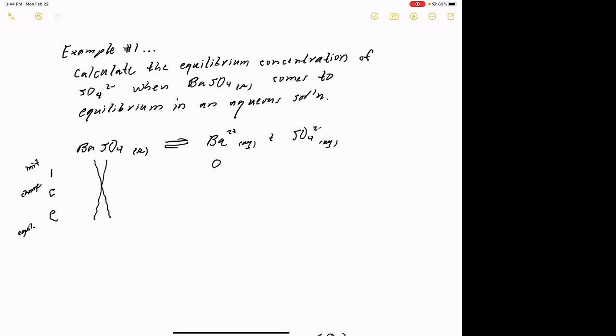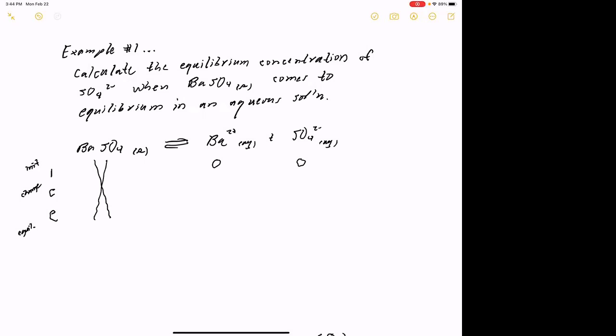No, I don't. Haven't made any yet. Okay, so now we get to the change part. This kind of becomes our variable. But the first thing I ask myself is, which way does the reaction have to go to get to equilibrium? Does it have to go to the left or to the right? It would have to go to the right, correct?